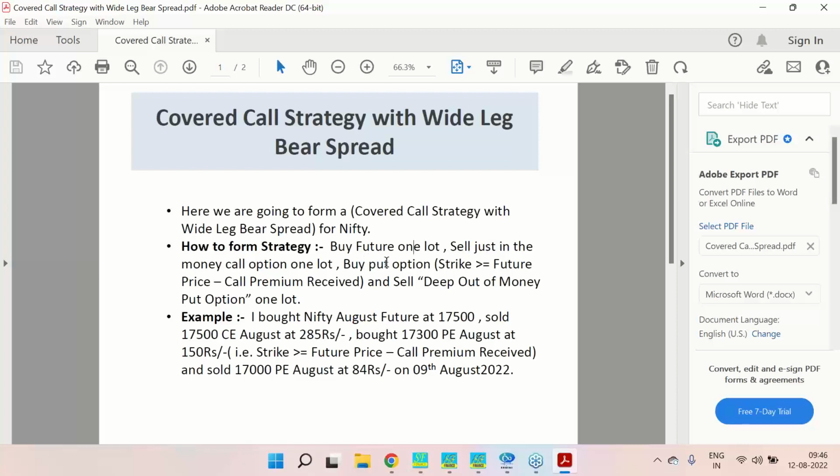After that, buy the put option at a strike greater than or equal to the future price minus the call premium you have received. This call premium is what we receive by selling the call, and it is subtracted from the future price.